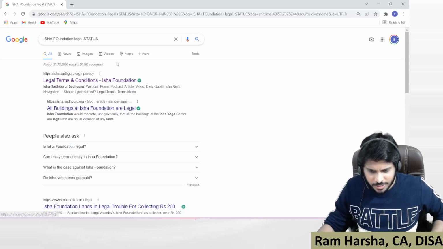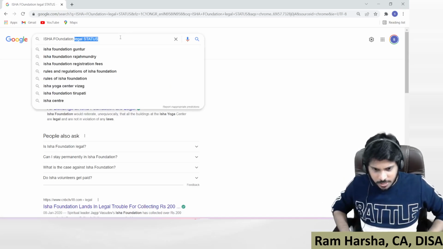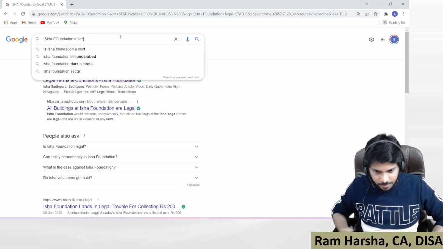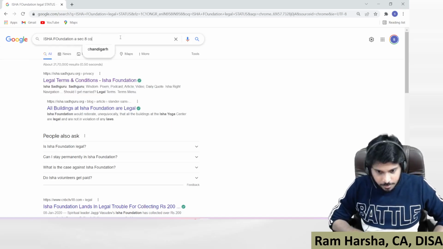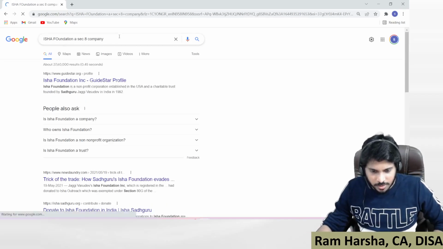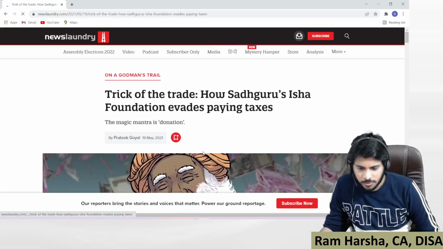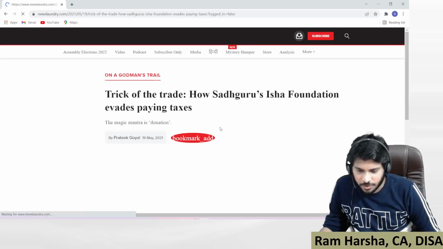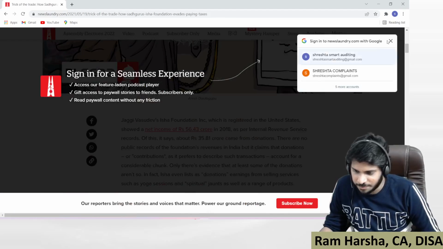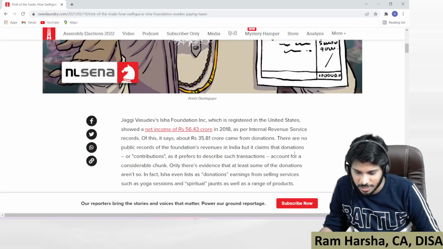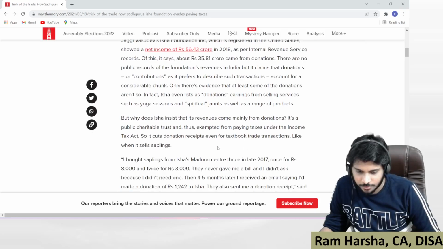Is Isha Foundation a Section 8 company? Just I will check. See here. How Sadhguru Isha Foundation avoids paying tax? So here I think some information might be there. Okay.